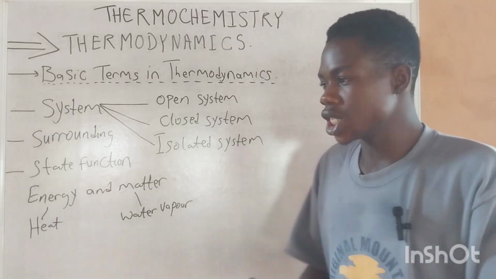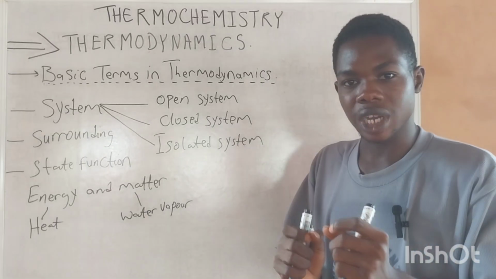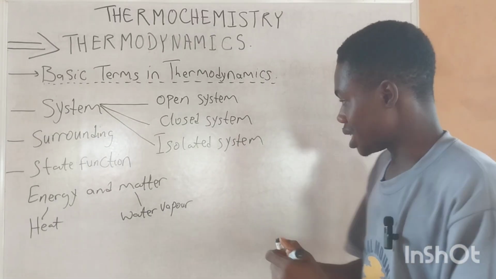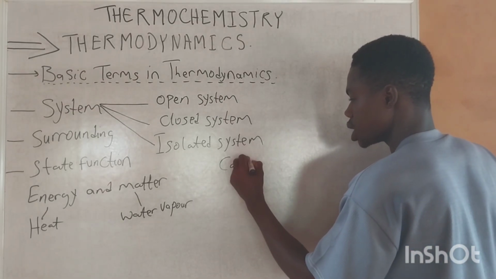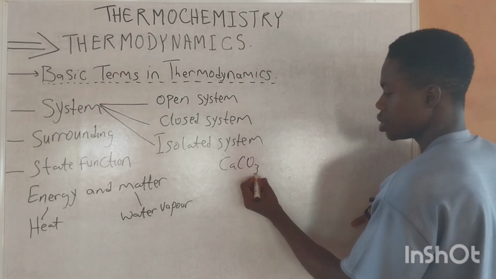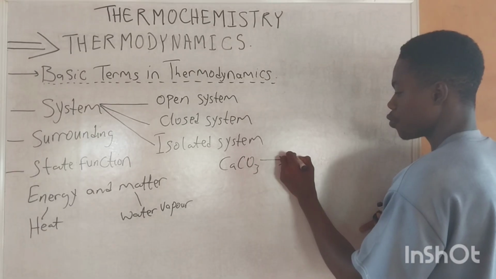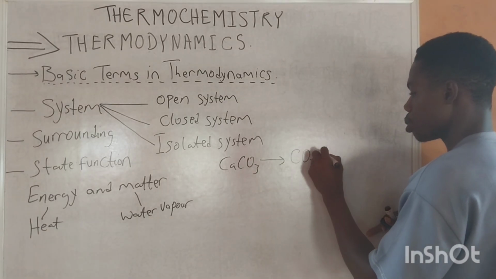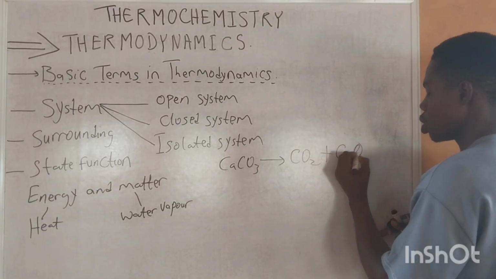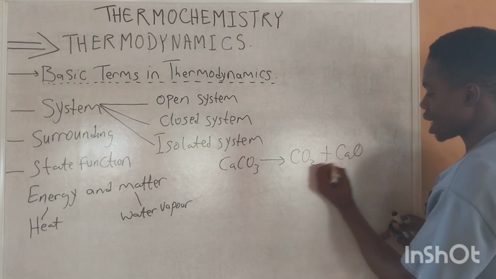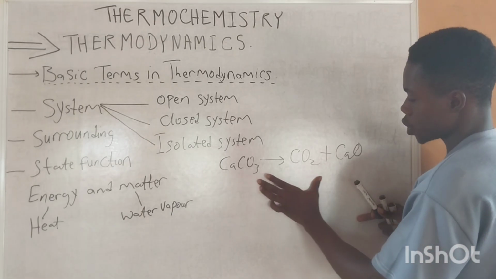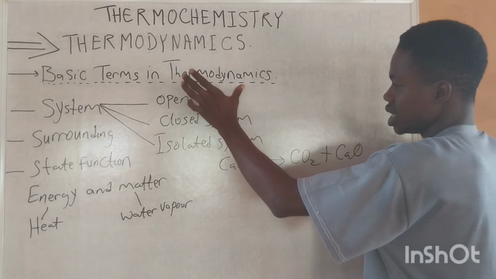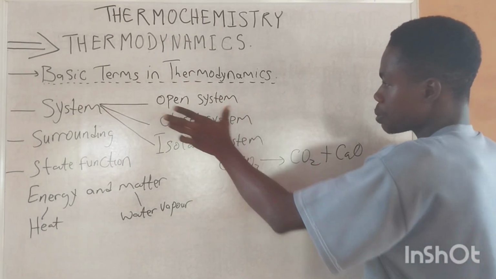So I'll be using an illustration to explain this open system. But before I illustrate it on the board, I want to write a chemical equation on the board right now. This is the equation where we have CaCO3, which is calcium trioxocarbonate(IV), decomposed to form CO2 plus CaO, so carbon dioxide and calcium oxide. We use this equation to illustrate the three systems.